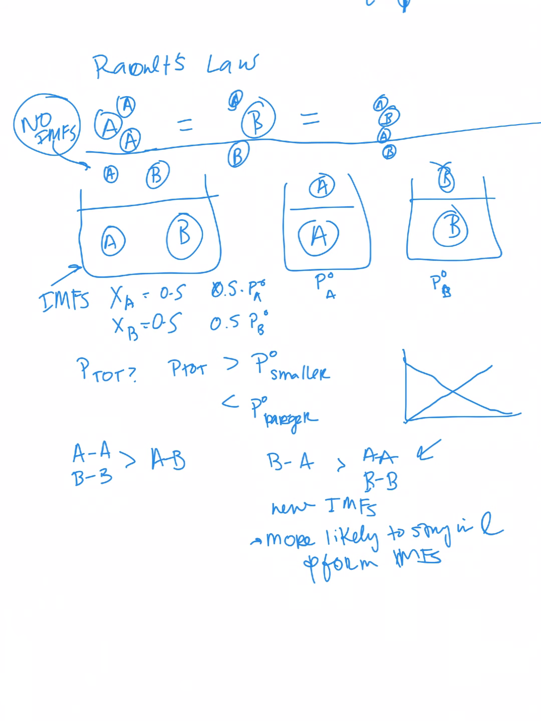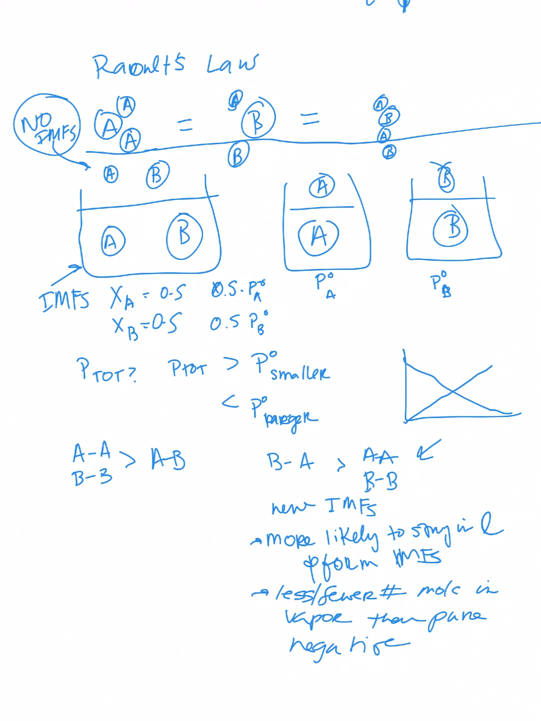If they're more likely to stay in the liquid, that means we're going to have a fewer number of molecules in vapor than the pure solvent. And so this is what we call a negative deviation. Stronger IMFs means we're going to have more in the liquid, less in the vapor, which means we're going to have a lower vapor pressure than we would have predicted if all the forces were equal.